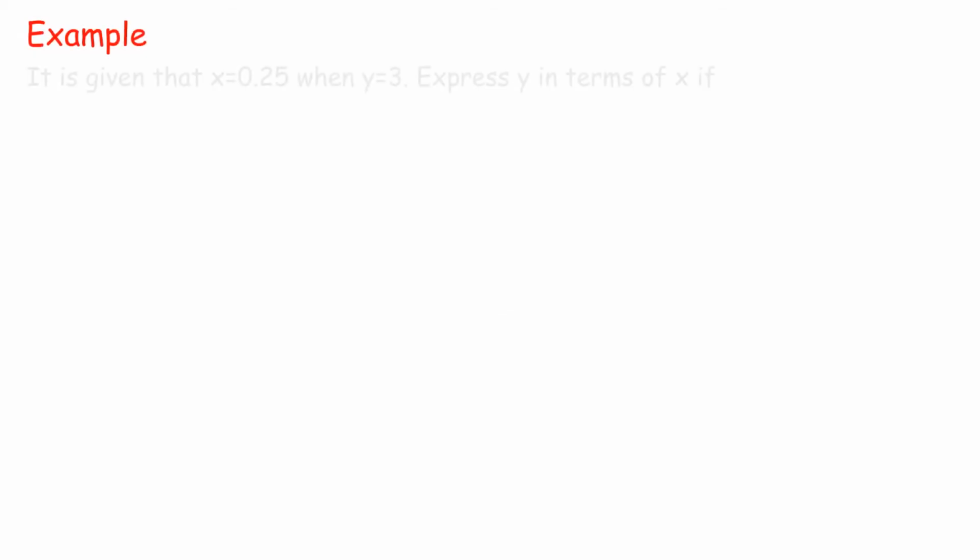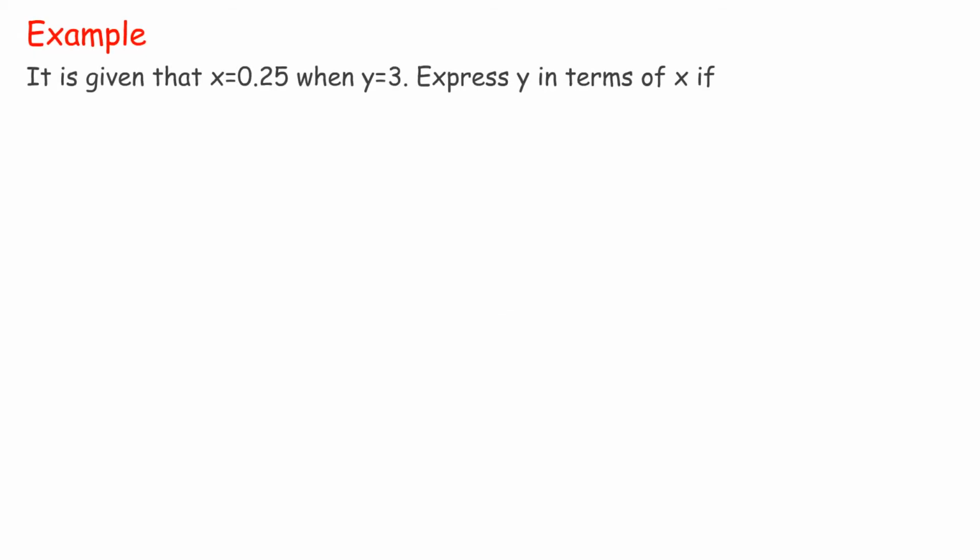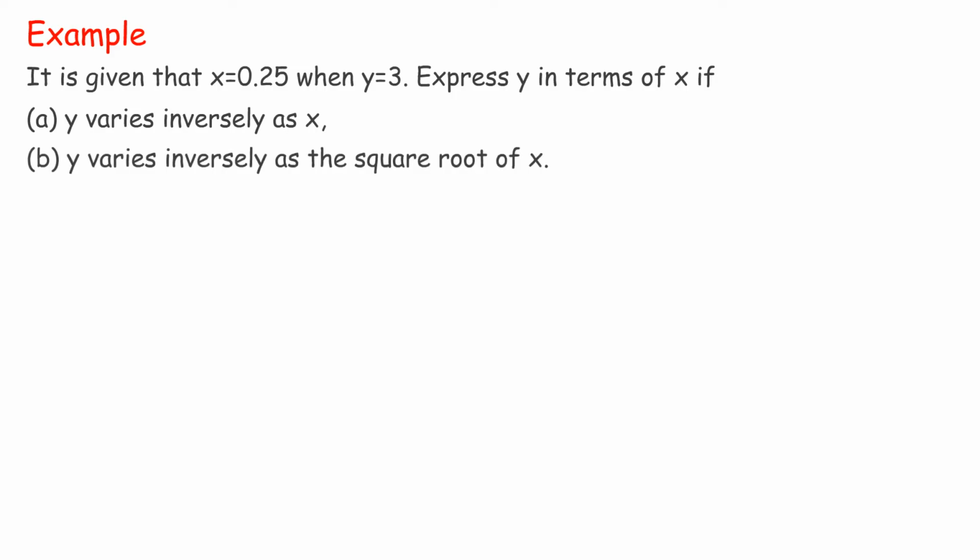Example: it is given that x equals 0.25 when y equals 3. Express y in terms of x if a. y varies inversely as x. b. y varies inversely as the square root of x.